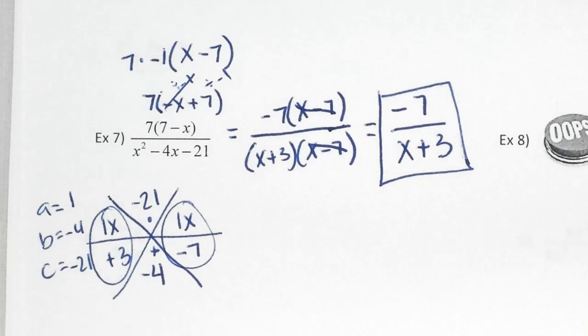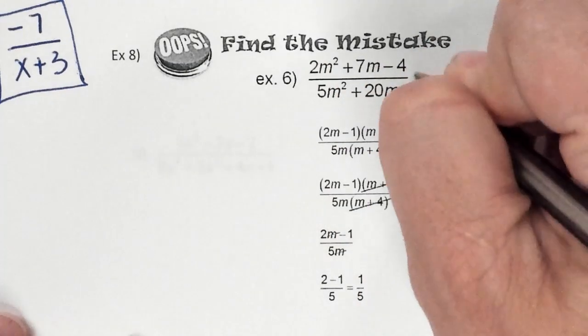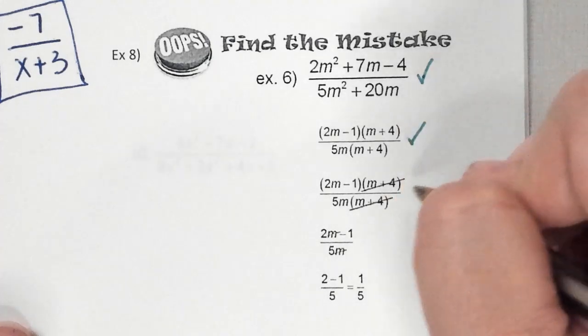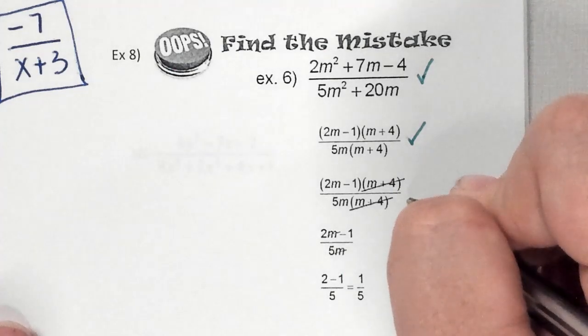Okay, last one, number 8. We're just going to talk our way through it. I'm going to tell you right now to save our time, yes, it's factored correctly. Is the next step correct? Did the m plus 4's match? Yeah, so we canceled them. So is that good? Yes.